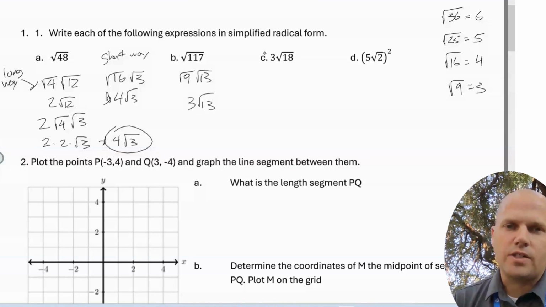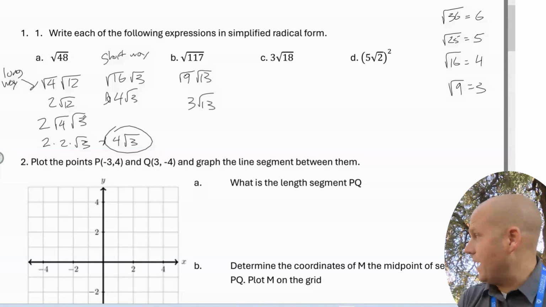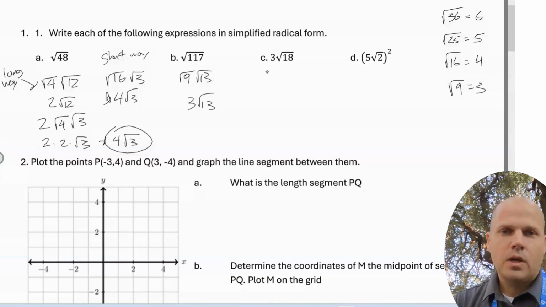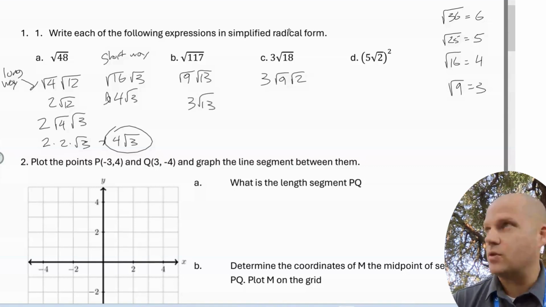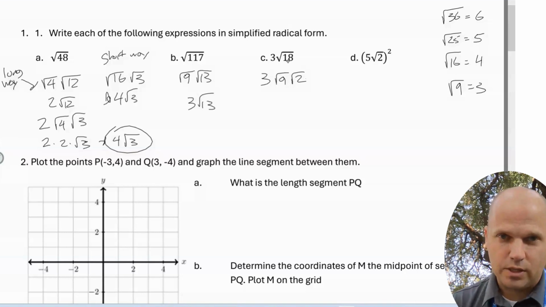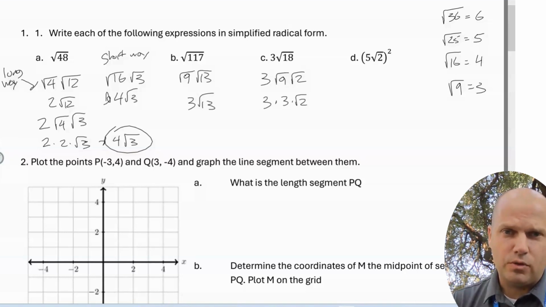This is a good example because it shows you what might happen if you go the long way. 9 goes into 18 twice. So I have this 3, leave the 3. But then I have a root 9 root 2. 9 times 2 is 18. Root 9 times root 2 is root 18. This becomes 3 times 3 times root 2. This becomes 3 times 3, which is 9 times root 2.